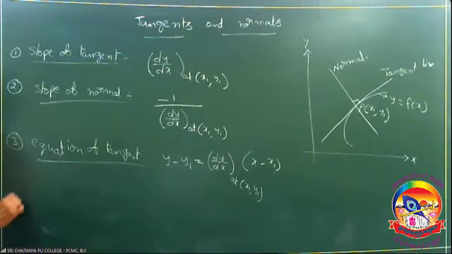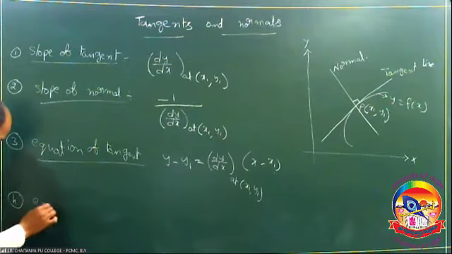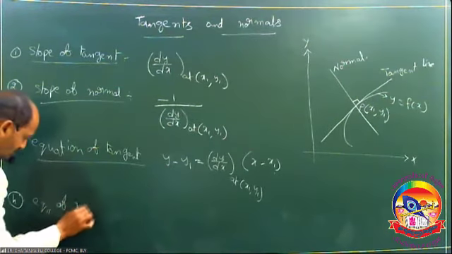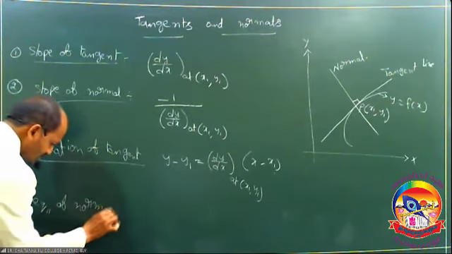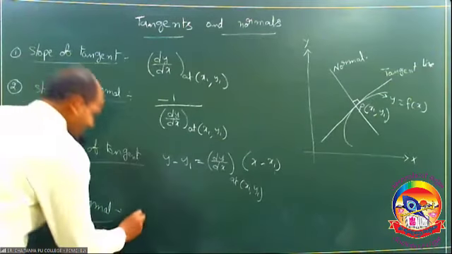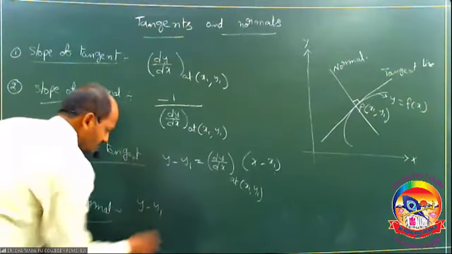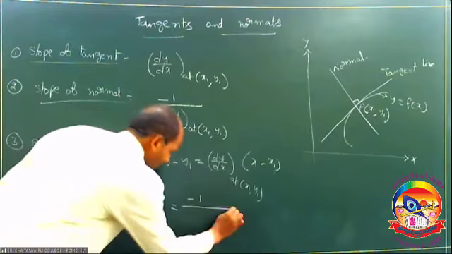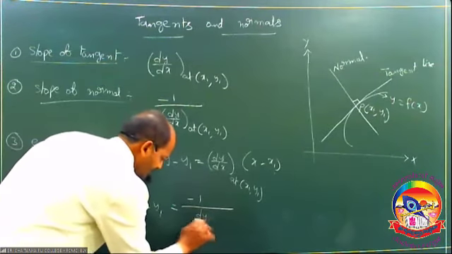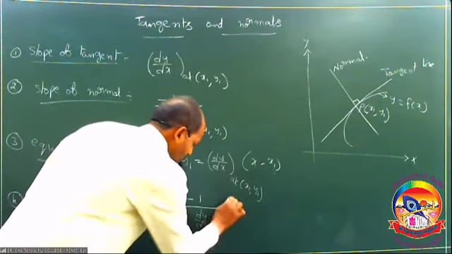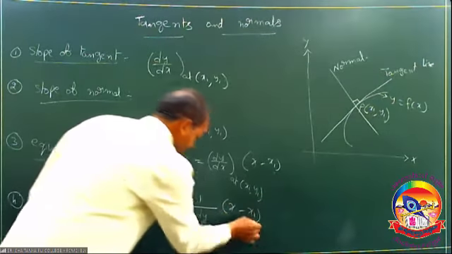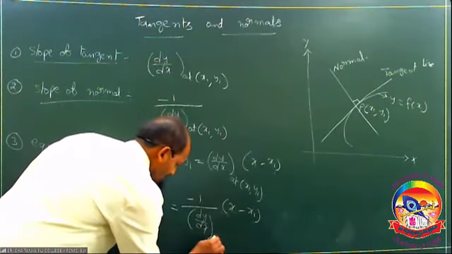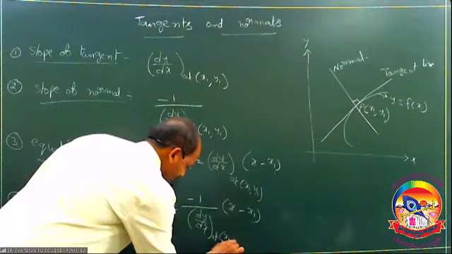Next, equation of normal. The equation of normal is y minus y1 equal to minus 1 divided by dy by dx into x minus x1, with dy by dx at the given point.